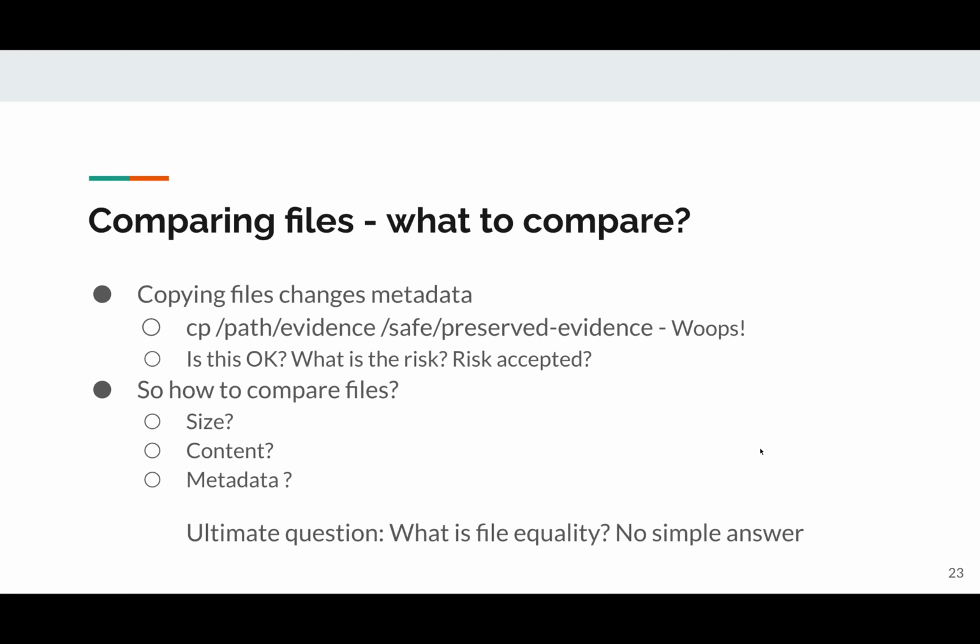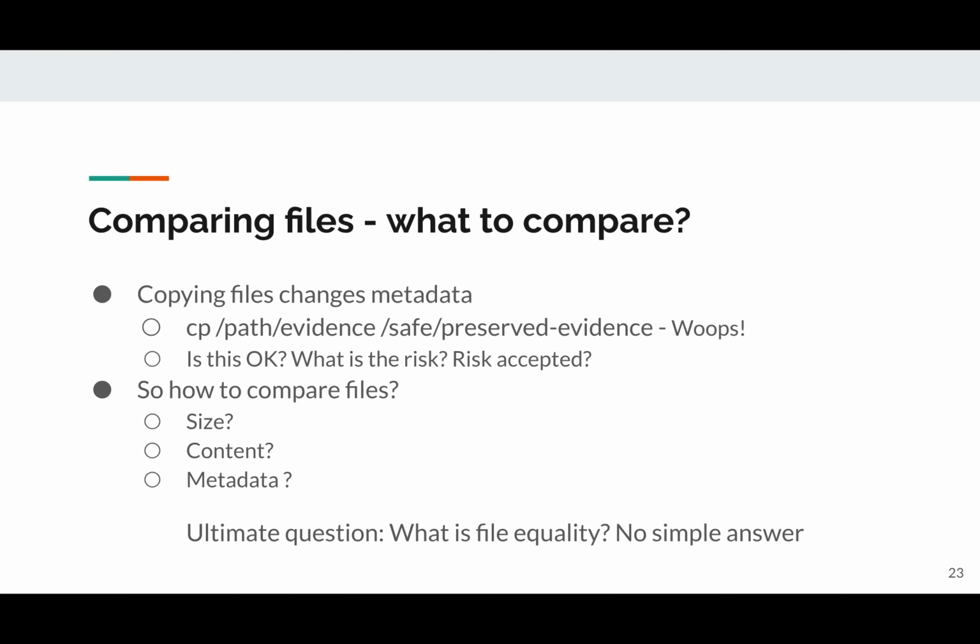Now, we need to ask ourselves, when we compare files and when we deal with files, what does it mean that two files are the same? For example, I'm trying to preserve some data. I have some evidence that sits under /path/evidence, and I want to preserve it. I want to put it in /save/preserved evidence. I might have learned about the copy command, so I might just say cp /path/evidence /save/preserved evidence. Well, probably I did it, right? The contents of the file are there. They have been transferred to preserved evidence.